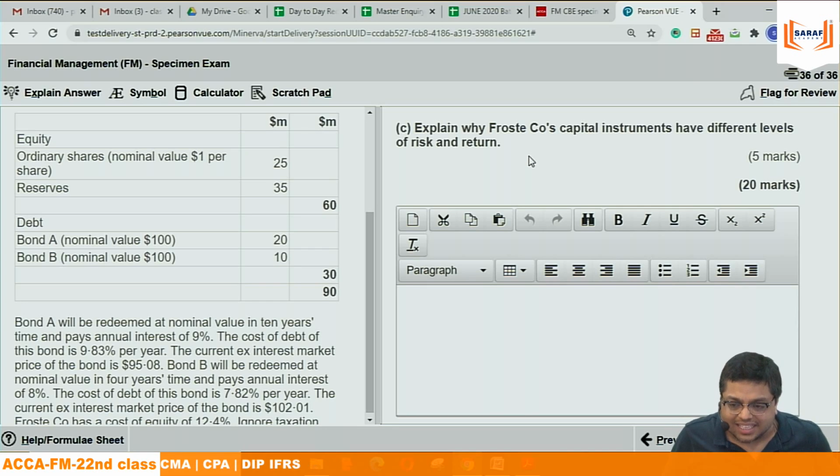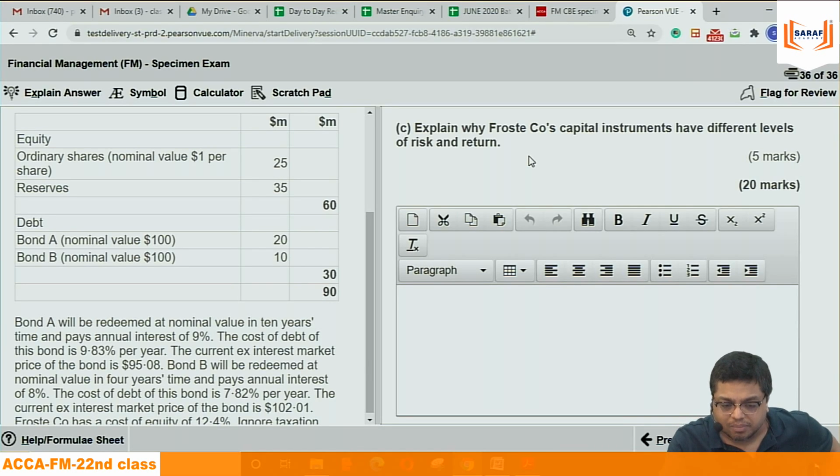The company has debt, equity, bond A, bond B, ordinary shares. They are saying that the company's capital instruments, it is not investment, it is the funds which we have raised, have different levels of risk and return. The cost of equity is 12.4%. The cost of bond is 9.83% and 7.82%.